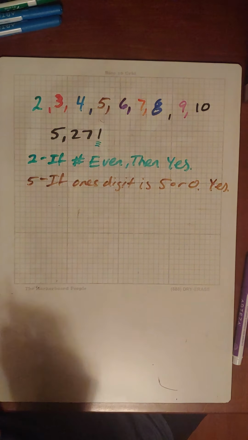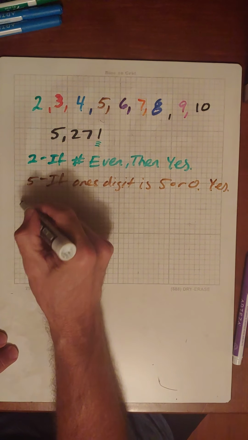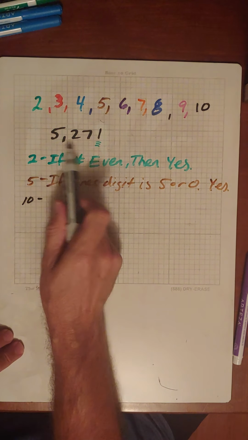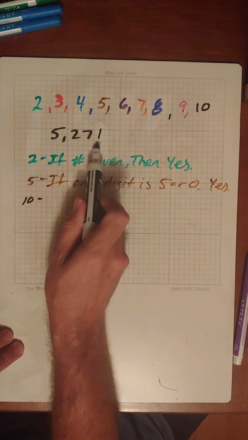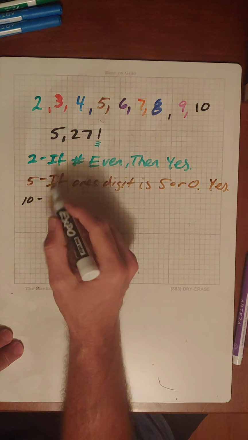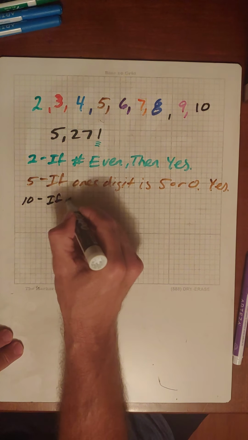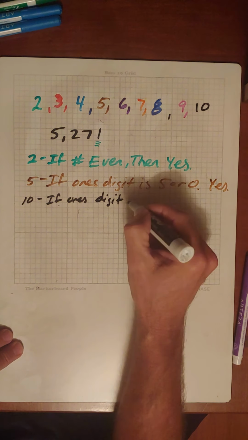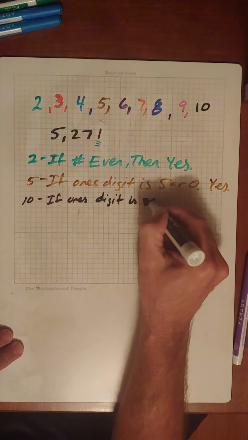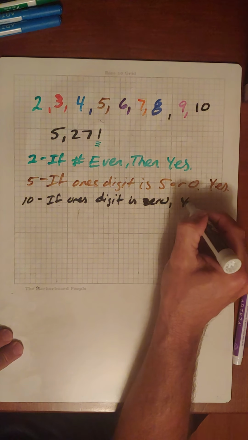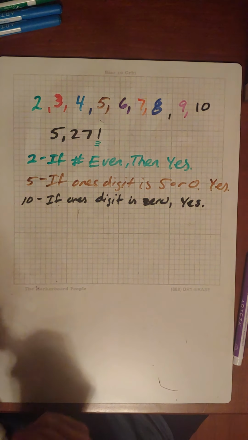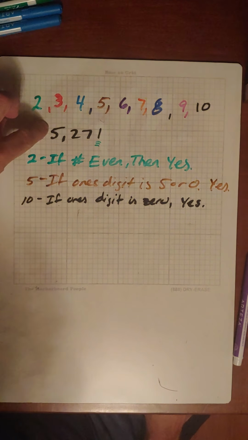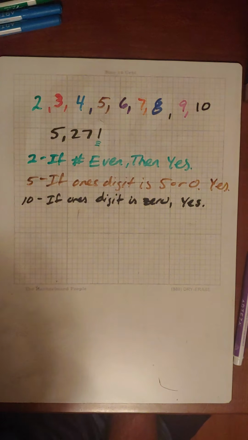And the next easiest one, which you guys are probably going to say is easier than the last one, and I don't disagree, is 10. This number is divisible by 10 if the ones digit is a 0. This one will not be because it ends in a 1, but if a number ends in a 0, then it's divisible by 10.